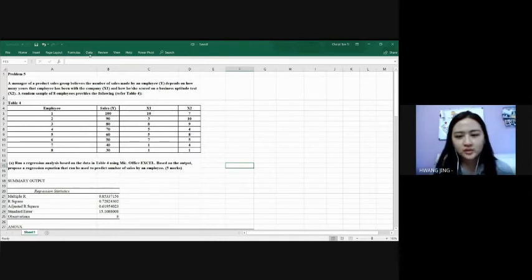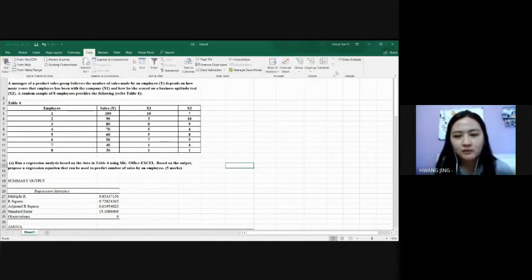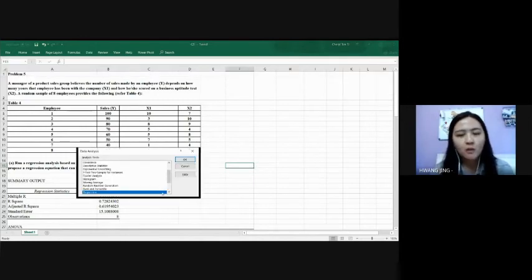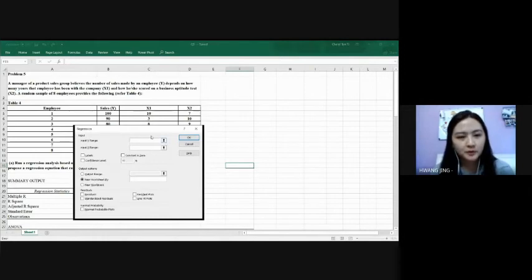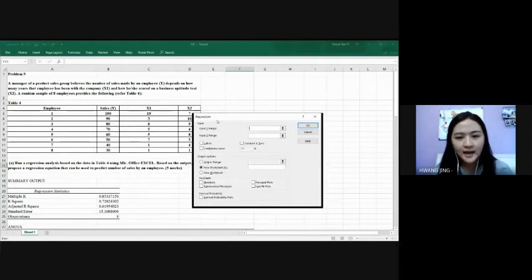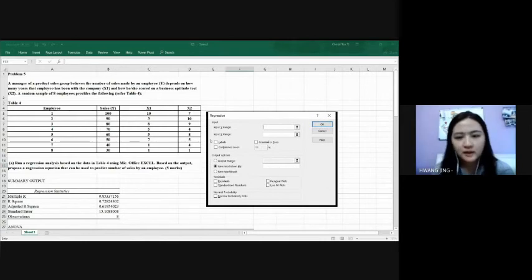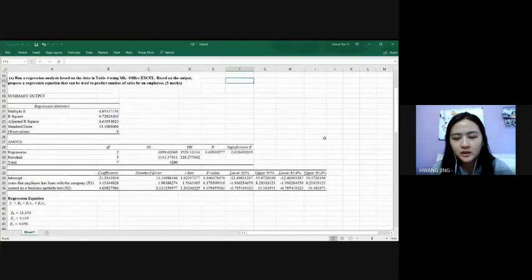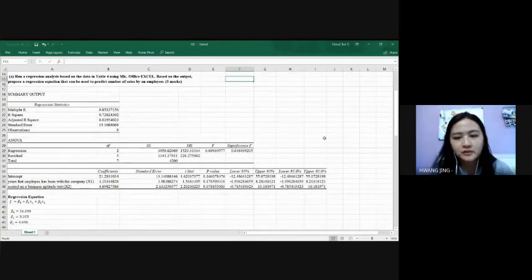The summary output was done with Data Analysis, which can be found under Data. It is required to fill in where our Y, X1, and X2 come from. Then, we need to tick labels, confidence level, and new worksheet. After that, the table will automatically come up. The coefficients in the table are calculated with the regression equation: Y equals beta 0 plus beta 1 times X1 plus beta 2 times X2.